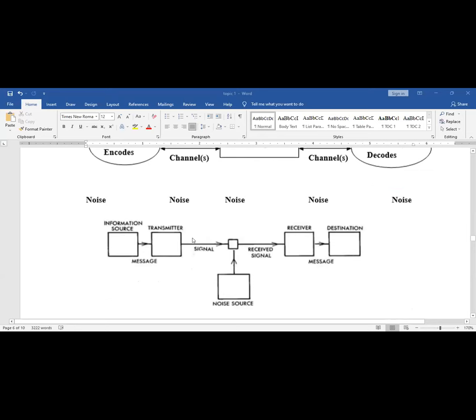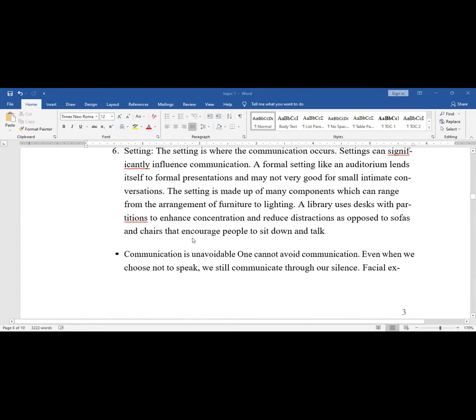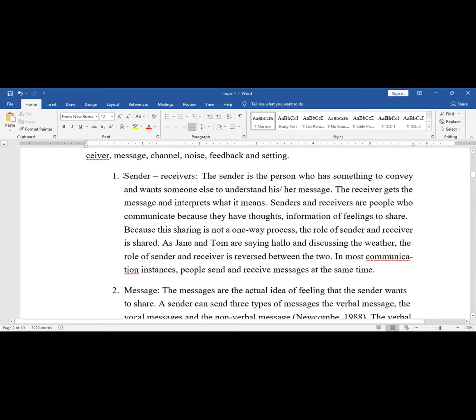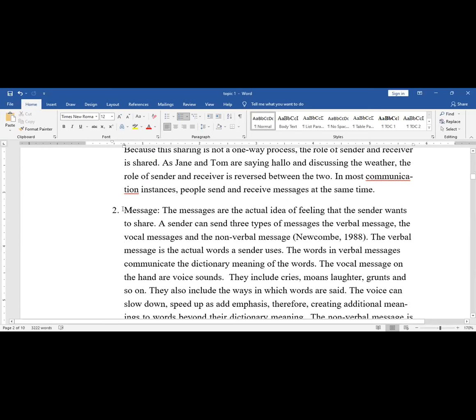So what are some of the elements of communication? I've already talked about elements of communication. So we go back to elements of communication. Number one, we have talked about the sender, and we have defined who a sender is. We have also talked about the message. The message is the information that the sender has towards the receiver.